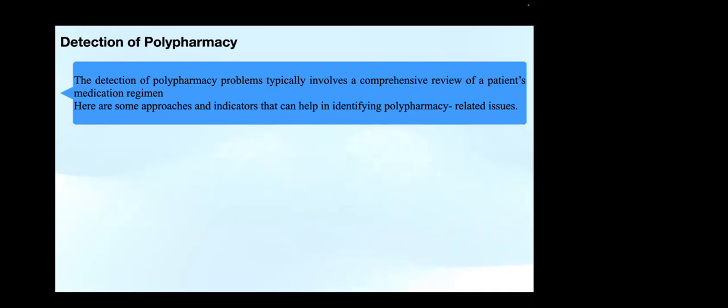So in detection of polypharmacy, we can use medication review, a comprehensive review. The second is Beers criteria, again very important. The Beers criteria for potentially inappropriate medication use in older adults is a widely recognized tool that provides a list of medications that may be potentially inappropriate for older adults, due to their increased risk of adverse effects and limited effectiveness. So consulting the Beers criteria can help identify medications that may contribute to polypharmacy related problems.